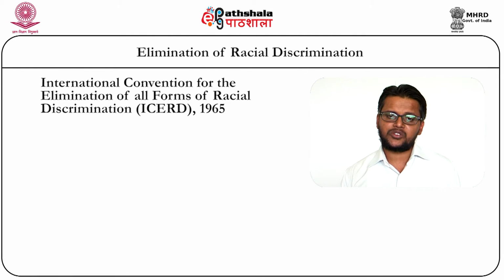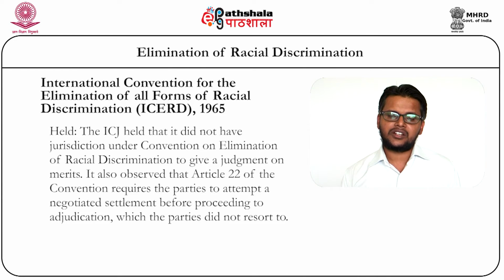Now, the case is of 2008 and it went before the ICJ, where the ICJ held that it did not have jurisdiction under the convention to give a judgment on merits, which means that the ICJ did not go into deciding the rights, liabilities and duties of the parties involved. What it said was that Article 22 of the convention, which is the Convention on Elimination of Racial Discrimination, requires the parties to attempt a negotiated settlement before proceeding to adjudication, which the parties did not resort to.